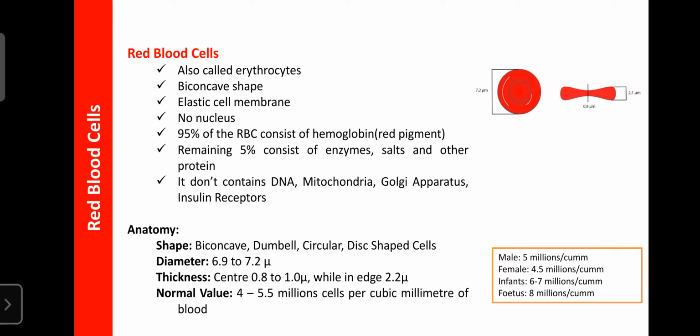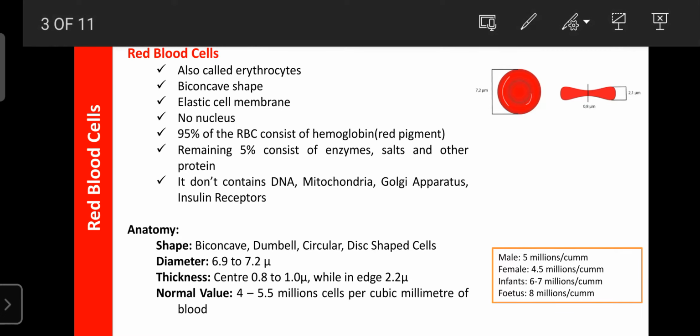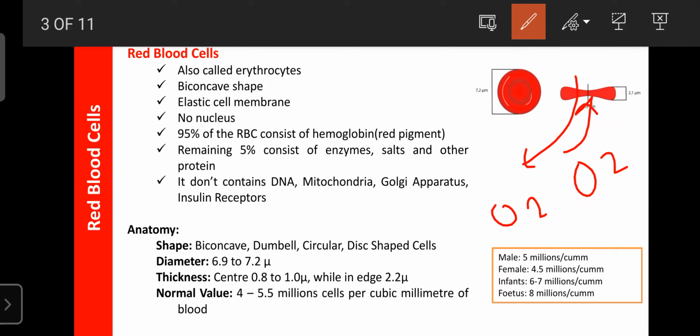Regarding the structure, they look biconcave. Due to the biconcave shape, oxygen can easily enter inside the cells and also exit from the RBC. So the shape of the RBC is beneficial for the entry of oxygen into the RBC at the site of the alveoli, or the lungs, as well as the exit of oxygen from RBC to the different metabolic cells or tissues for various metabolic purposes, or respiration of the cell. That's why the biconcave nature of the RBC is beneficial for the penetration of oxygen.